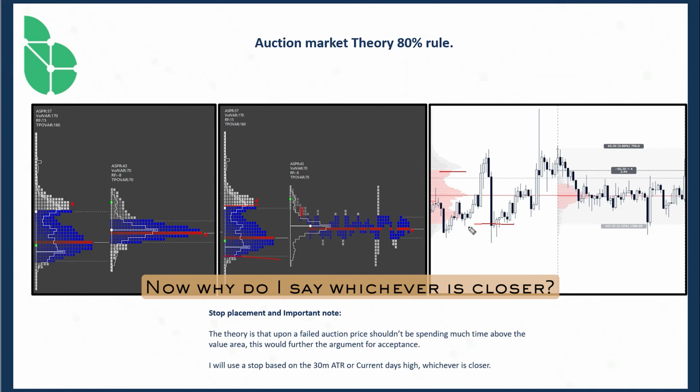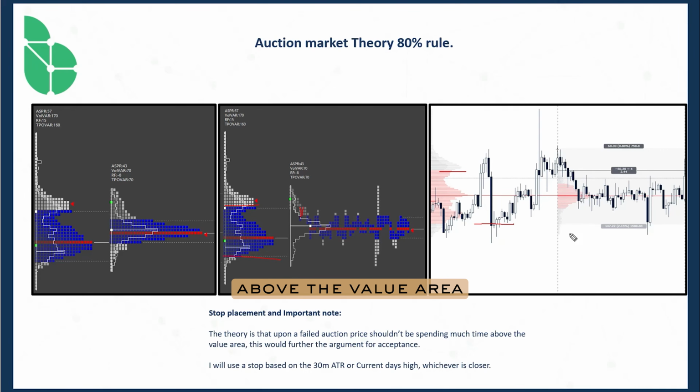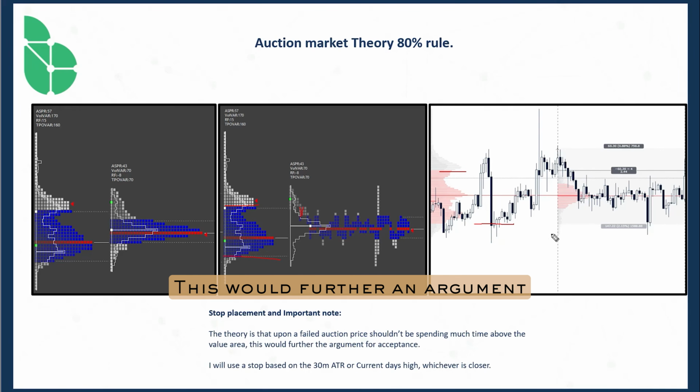Now, why do I say whichever is closer? The theory is that upon a failed auction, price shouldn't be spending much time above the value area. This would further an argument for acceptance above the value, so above the value area.